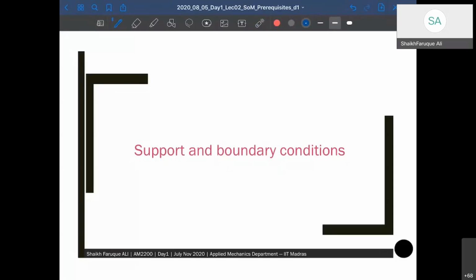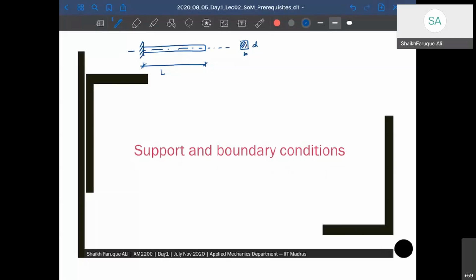Okay, let's say we have a cantilever beam with us. I hope all of you know what a cantilever beam is. So this is a cantilever beam and this is its central axis, and the length is L. And it has a rectangular cross section, let's say, with b and d as its breadth and depth.